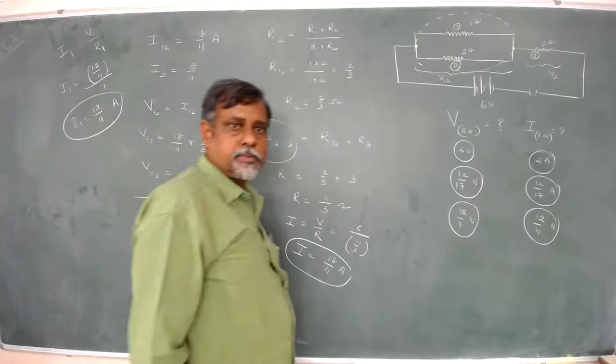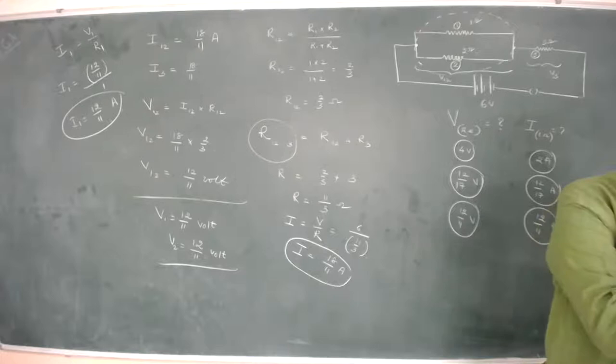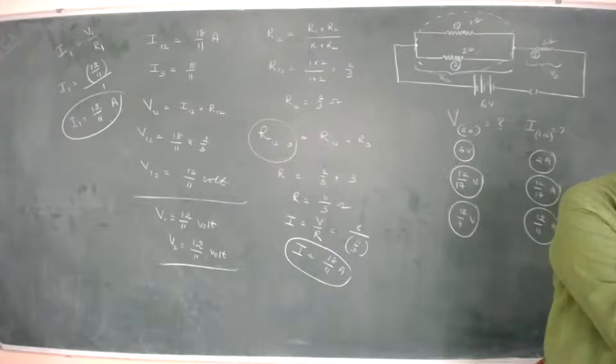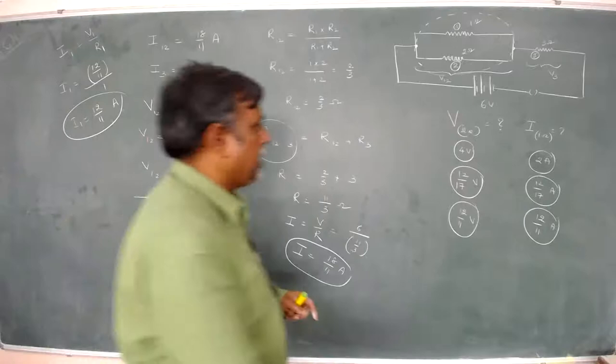So that's the way you have to approach. First of all, what do you have to calculate? You find the effective resistance. Next, you find the effective current. Then series with R. Like that. Now the last answer is correct.